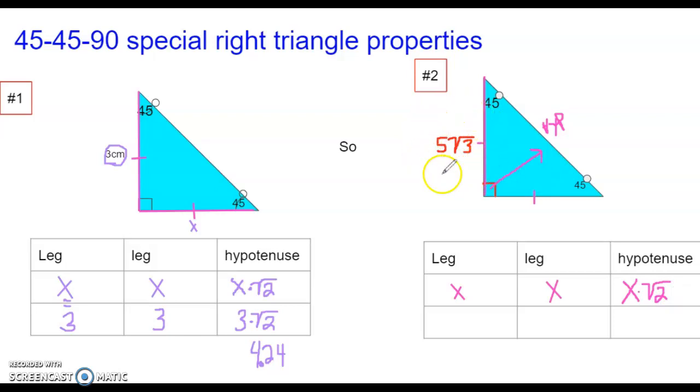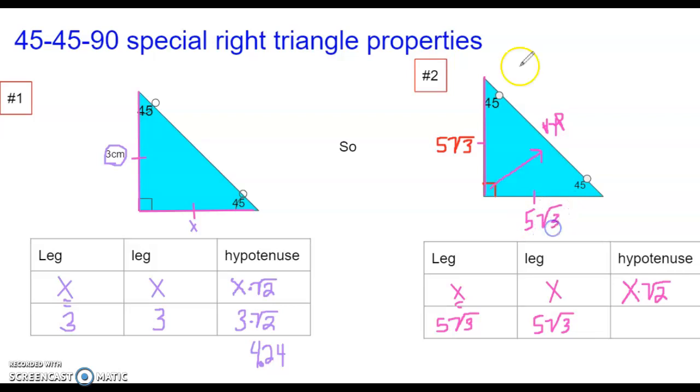So now let's look. They gave us the leg is 5 square root of 3. So they gave us the leg, they gave us X. So X equals 5 square root of 3. So I'm going to write that in my chart. So one leg is 5 square root of 3. And if one leg is 5 times the square root of 3, the other leg, because this is a property, they are the same. It has to also be 5 square root of 3. So I found the measure of the other leg, 5 square root of 3. So I can write it on my chart, and I can also write it on my triangle.